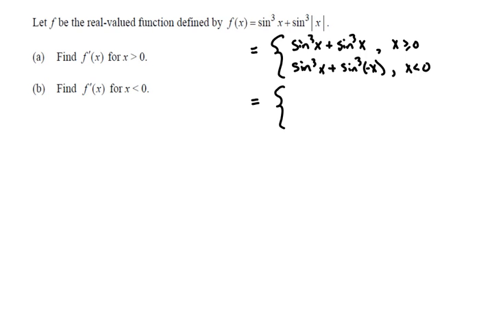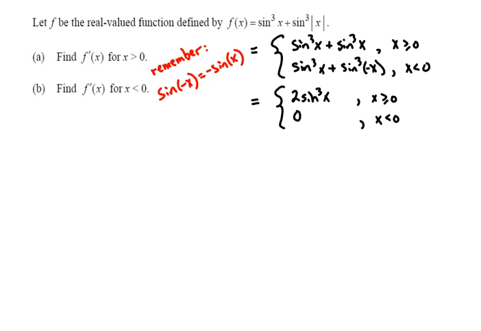Let's simplify the top first. Now we have 2 sine cubed of x whenever x is greater than or equal to 0. And we're going to use the fact that sine of negative x is equal to negative sine of x. And when we do that and cube that function, we're still going to end up with negative sine cubed of x. When we add that to sine cubed of x, we're going to get 0.